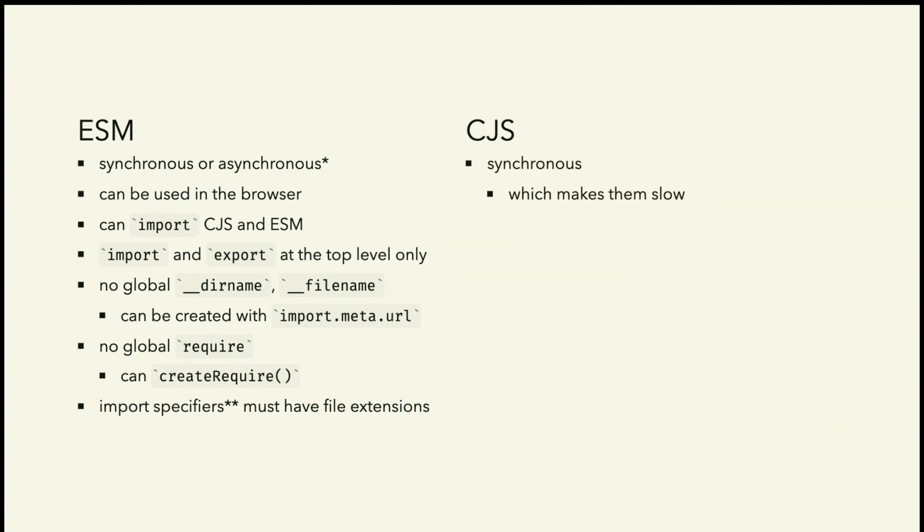In CommonJS, things are synchronous, which makes them slow because you need to load everything. So you need to parse the whole thing. You can have require anywhere. You can have conditional requires, and that's why they're slow, because you need to execute the whole code to find all the requires, which makes it difficult, if not impossible, to statically analyze.